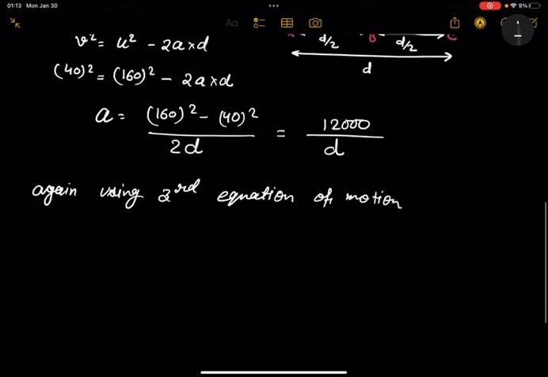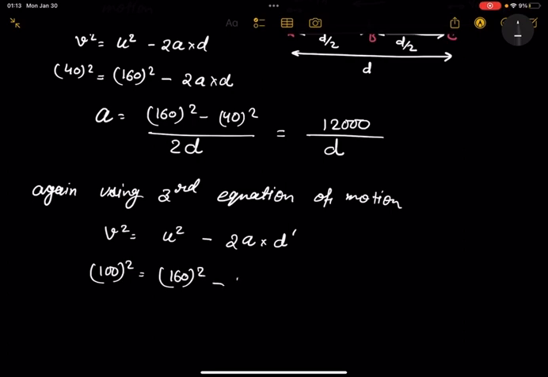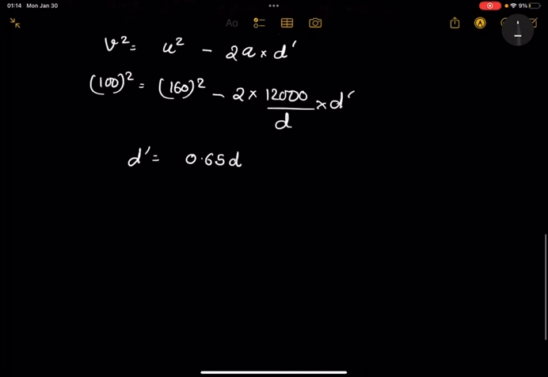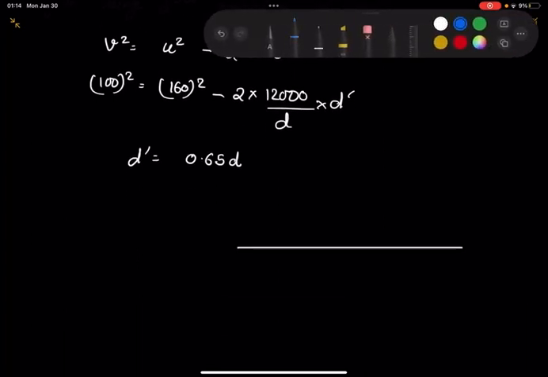So third equation of motion: V square is equal to U square minus twice A into, let's assume, D prime distance. So final speed is 100 square, initial speed is 160 whole square, minus twice A, which is 12,000 by D, into D prime. So if you solve this equation, then your D prime is coming 0.65 D.